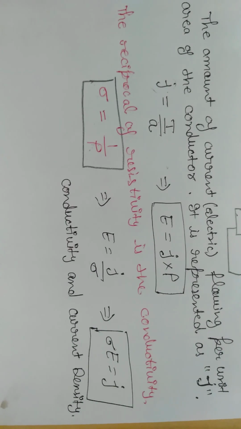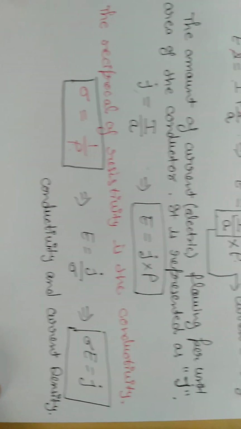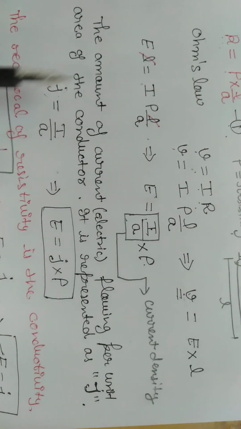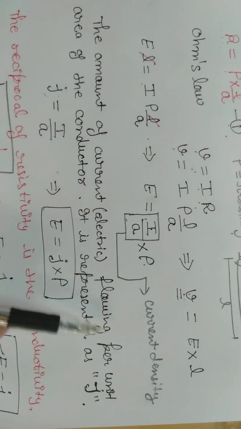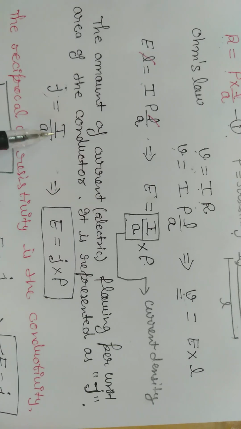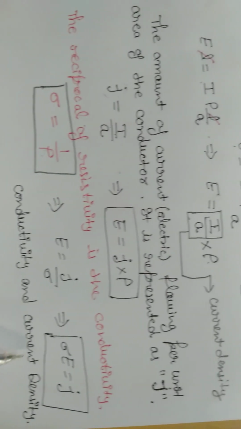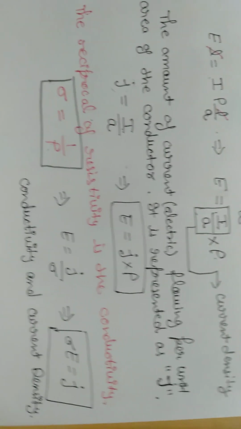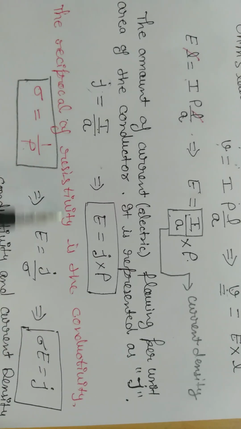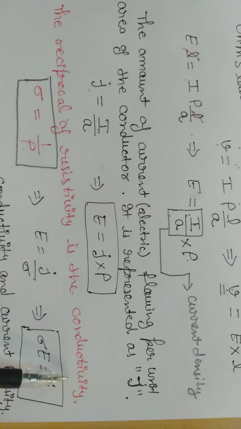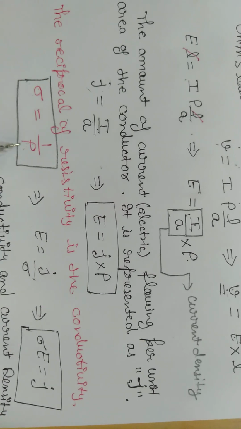That is the relation between your conductivity and current density. And what is your current density? The amount of current flowing per unit area, that is I upon A, is your current density. And what is conductivity? The reciprocal of the resistivity is called the conductivity. That is, sigma is equal to 1 upon rho.